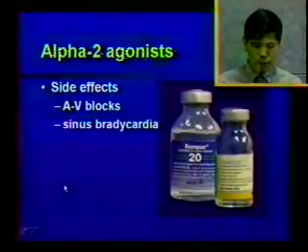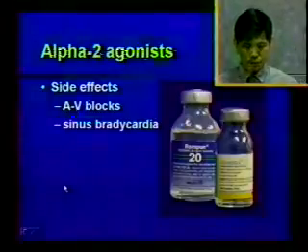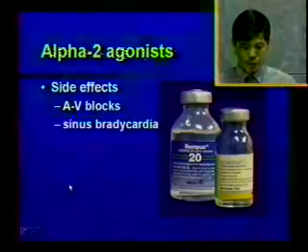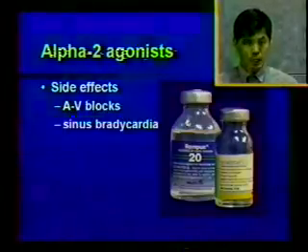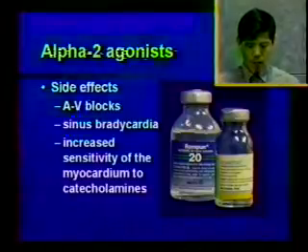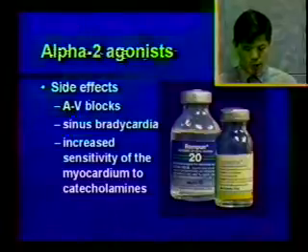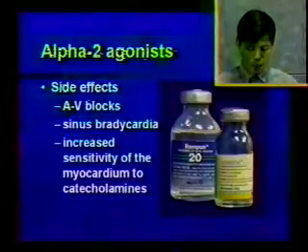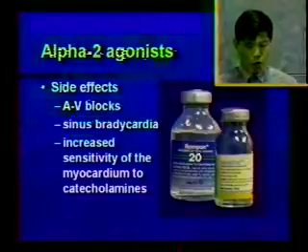Another side effect of alpha-2 agonists would be sinus bradycardia. Like in dogs, if you give medetomidine, the heart rate may be in the 40s, and you expect that from medetomidine. Also, it is known that the alpha-2 agonists increase the sensitivity of the myocardium to catecholamines, so they are actually arrhythmogenic.